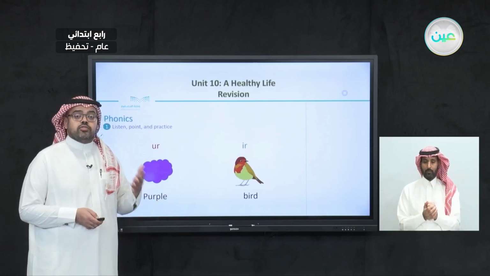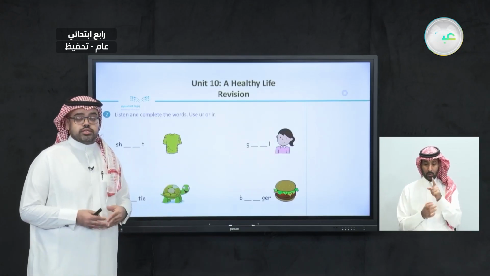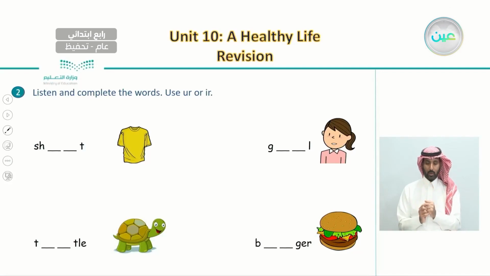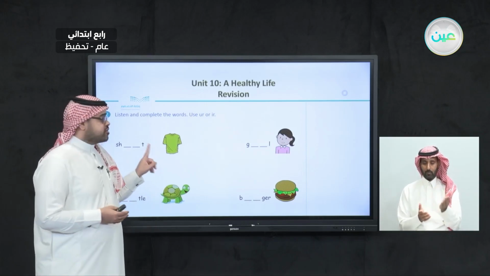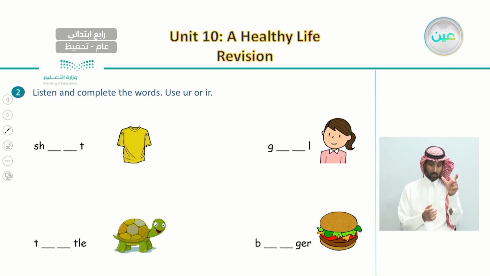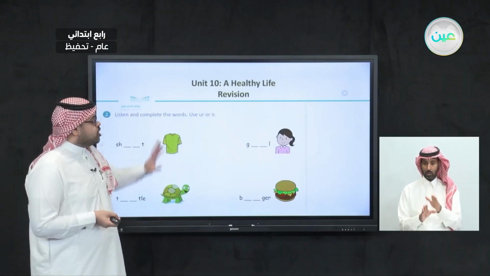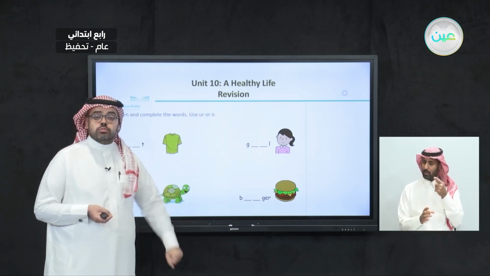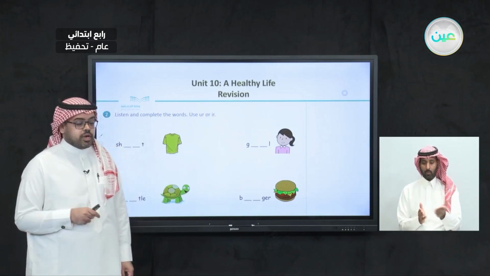So last time we practiced these words and also we answered this question, where we listened to the words and completed them using UR and IR. So let's try it and do it again. So here what you're going to do is that I'm going to point to a word and say how we write this word. And then what you have left to do is figure out whether you need to complete it with UR or with IR. So let's practice.